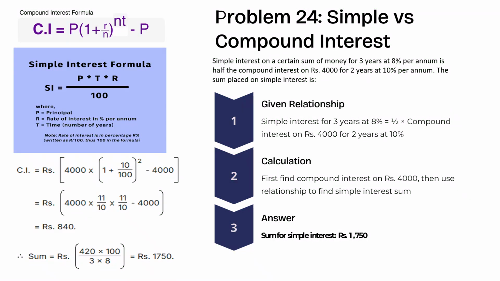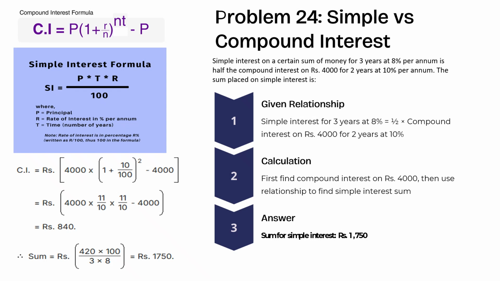So again we need to find the sum, the initial amount, through the simple interest formula. Look at the simple interest formula: SI, simple interest, equals P into T into R. P is the initial principal, which we need to find out. SI we already found is 420.